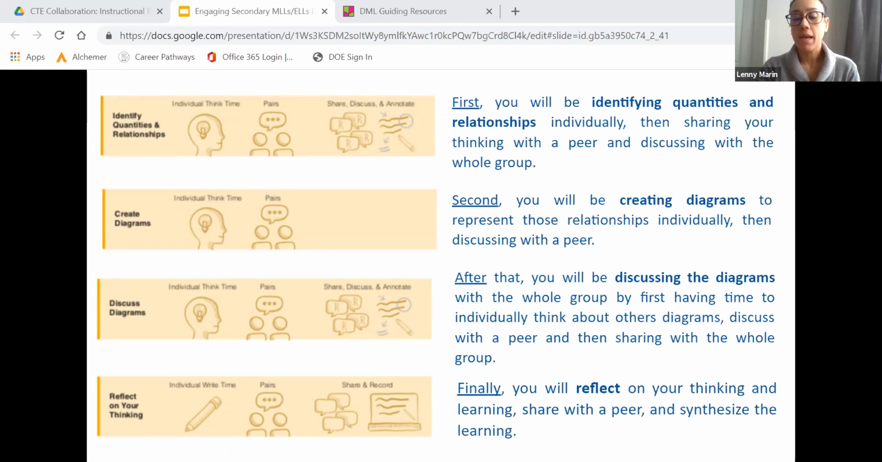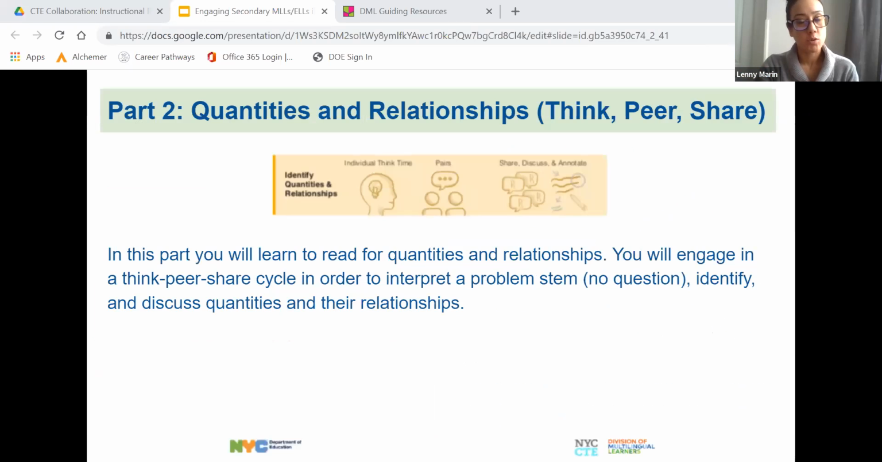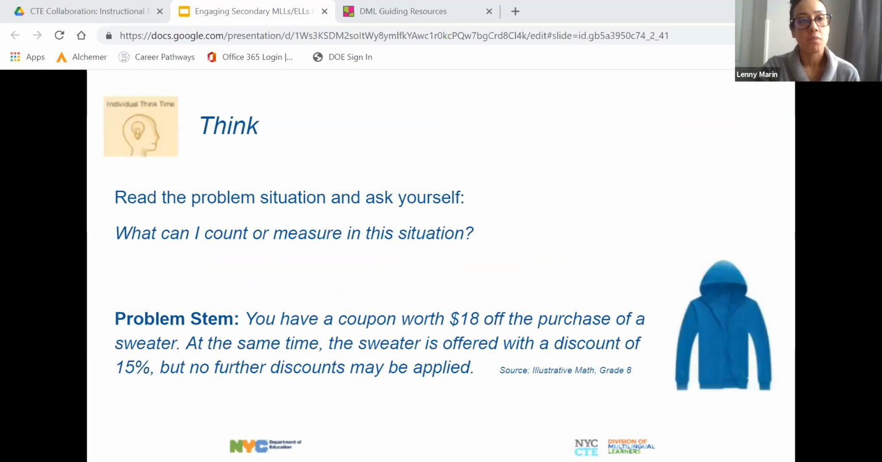So what I'll do now is start the engagement part of the routine. I also have a lot of trucks outside plowing the snow, so I'm sorry. All right, so in this first part of the routine, you are going to read for quantities and relationships, and then you're going to engage in a think, pair, share cycle.